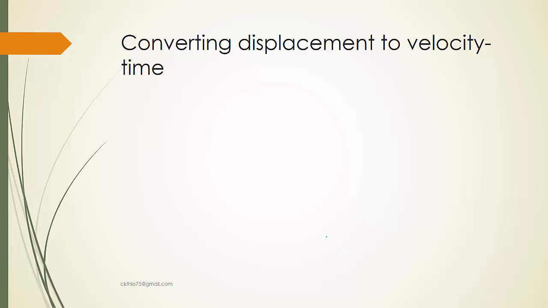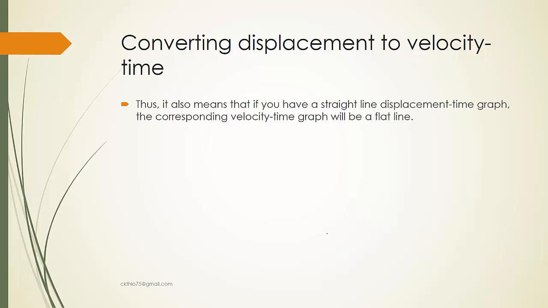Okay, so then converting displacement to velocity time graph. Since we can convert a flat velocity graph back to a straight line displacement graph, it means that the other way also works. If you have a straight line displacement time graph, the corresponding velocity time graph must be a flat line. Okay, it works both ways.